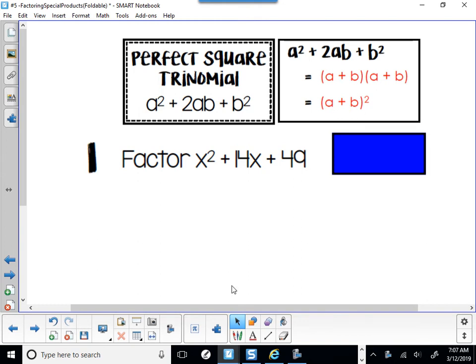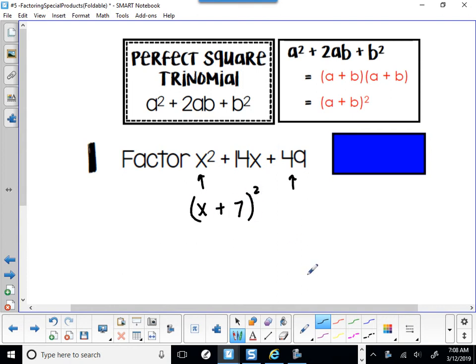So to recognize it, we look at the first term here and see if it's a perfect square. It is. So take the square root of x squared as x. Then you look at your last term, which is a perfect square. The square root of 49 is 7. And then you take the sign of the middle number. X plus 7 squared are the factors of x squared plus 14x plus 49.